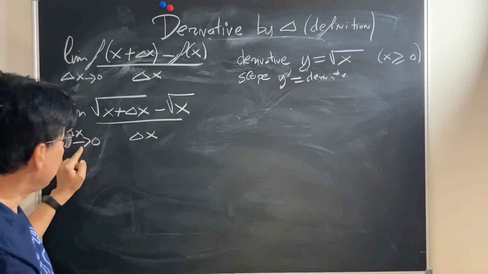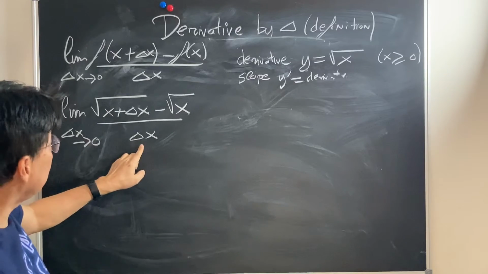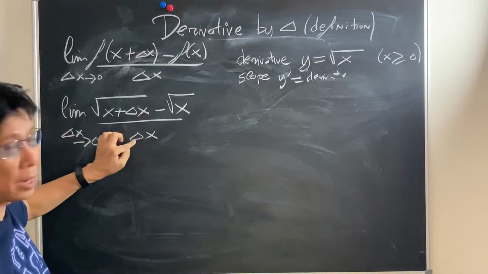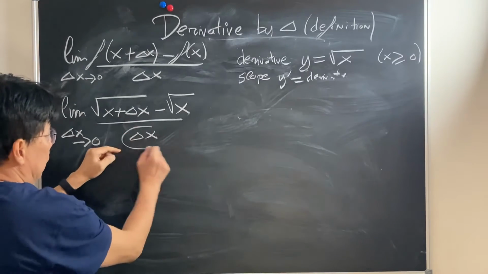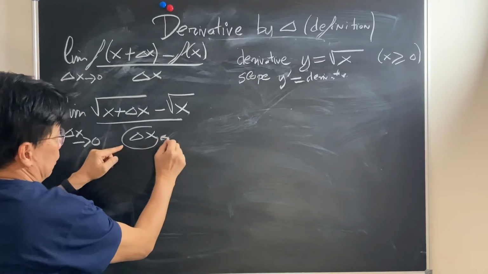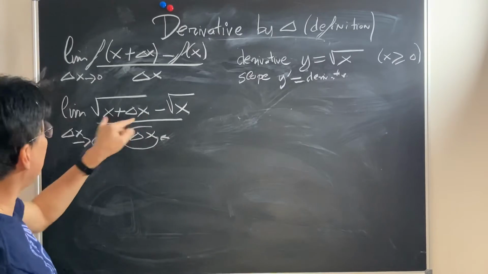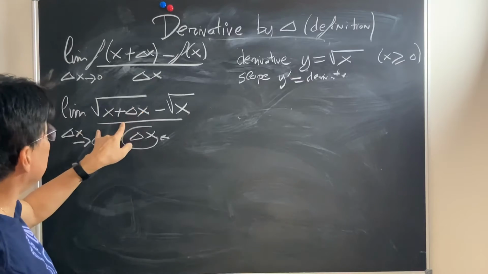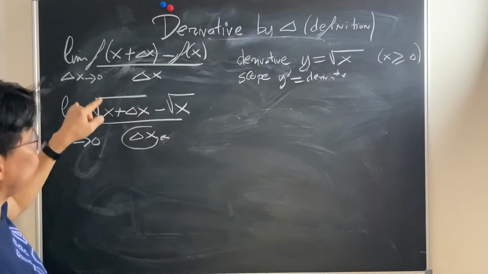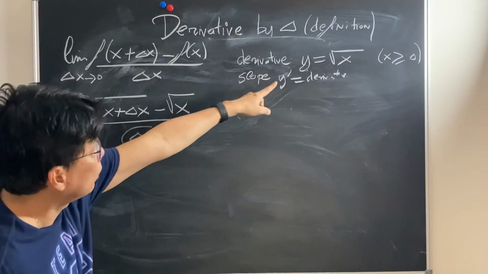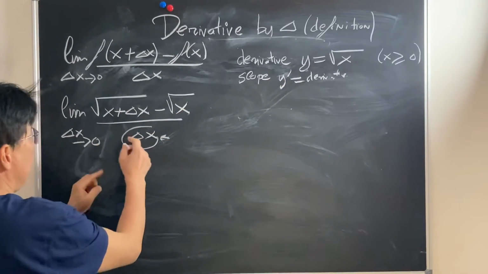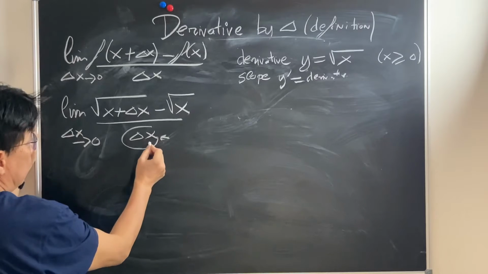Here again, if you substitute delta x equals 0, it will be undefined. So somehow we have to eliminate this delta x in the denominator. Then you can find the limit, and then you will find the derivative of the given function, y equals square root of x. Okay, so now how do we do this?